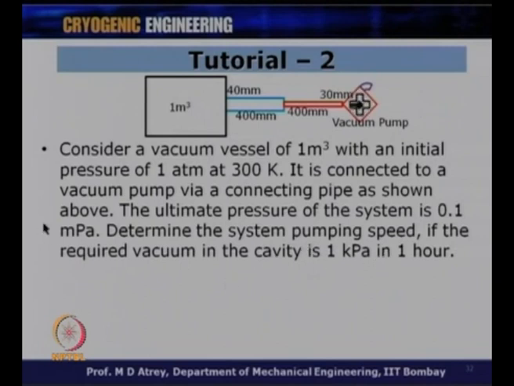So, I know what my Pu is, which is the ultimate pressure. I know what my P1 is, which is 1 atmosphere. I know what my P2 is, which is 1 kilopascal, and I know what Tp is, which is 1 hour. So, what is important to be known is what my system pumping speed is, for a given pump and for given values of pressures.